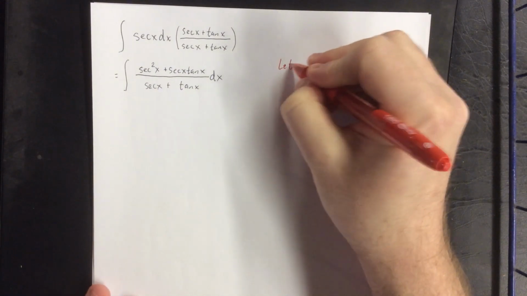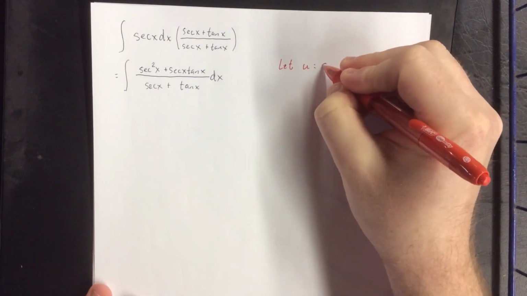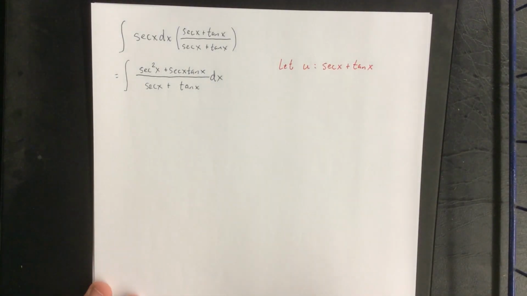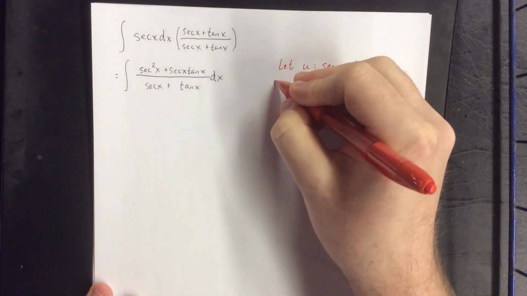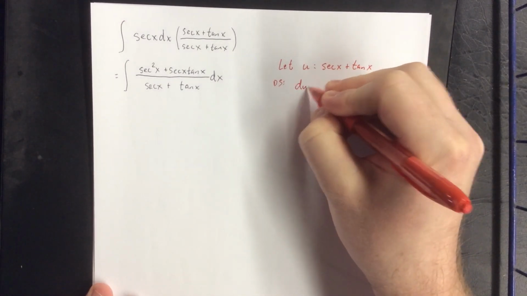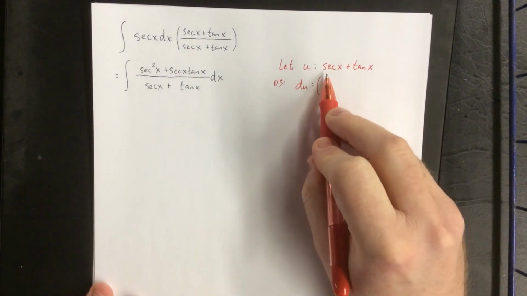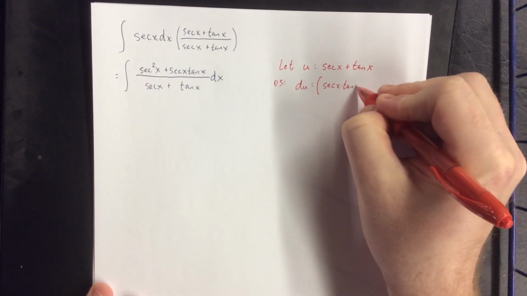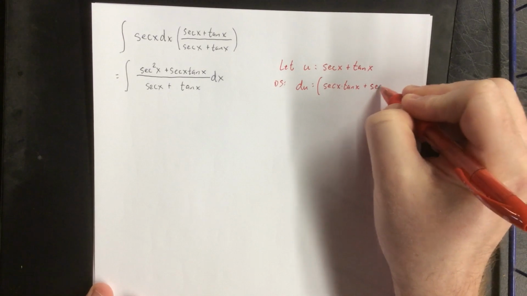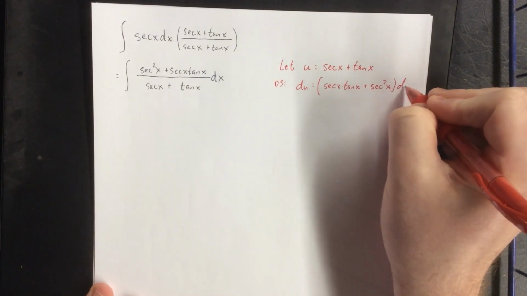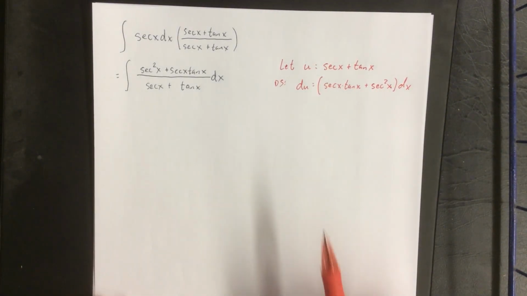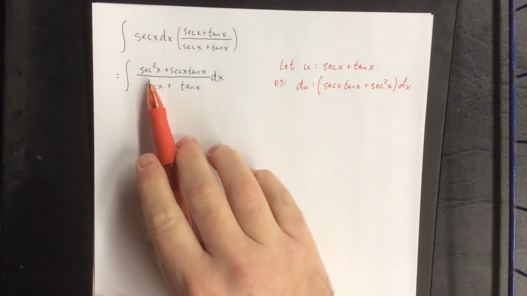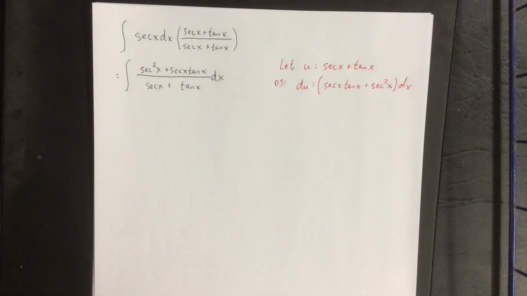Now with that in mind, the substitution I'm going to use is let u be equal to what we just created in the denominator: secant of x plus tangent of x. Then for the differential substitution, du would be equal to the derivative of this. Derivative of secant of x is secant of x times tangent of x. And derivative of tangent of x is secant squared of x dx. By some miracle, this just happens to be what's in the numerator, just written in the opposite order.